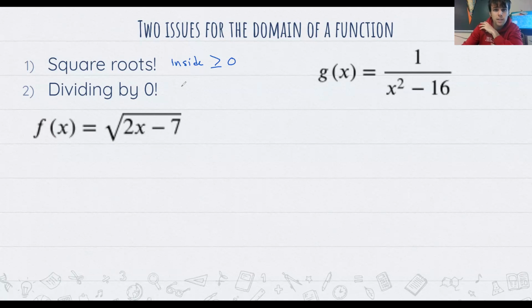And dividing by 0, right? So our denominator, anytime we have a rational function, the denominator cannot be equal to 0 because that causes us to divide by 0. It's a problem, can't be allowed.